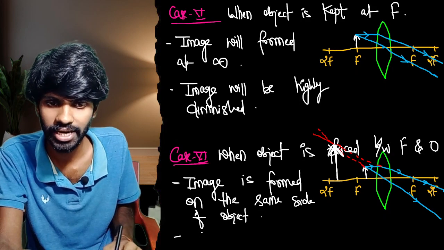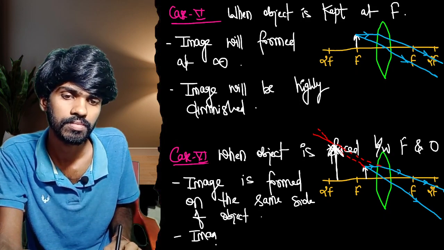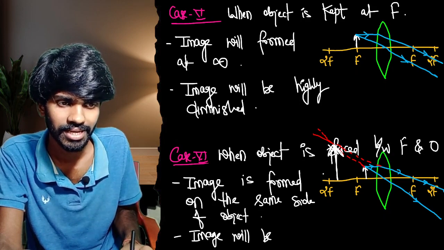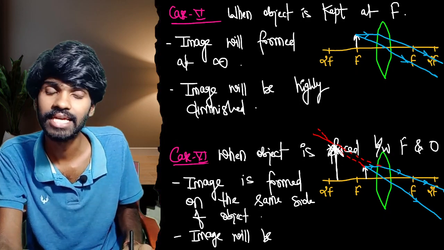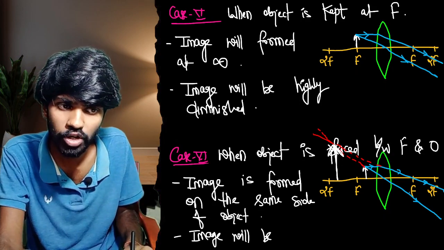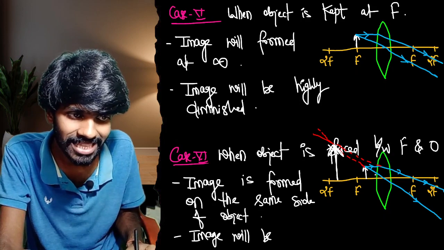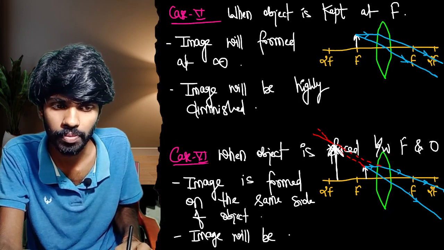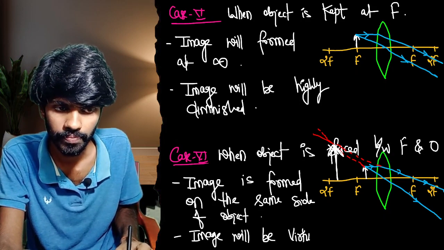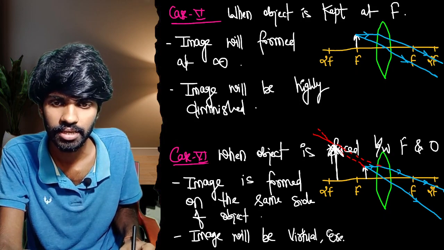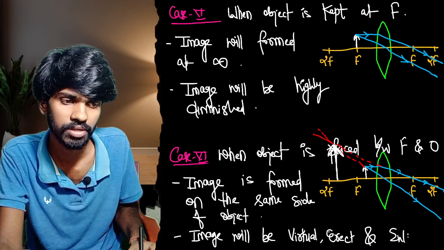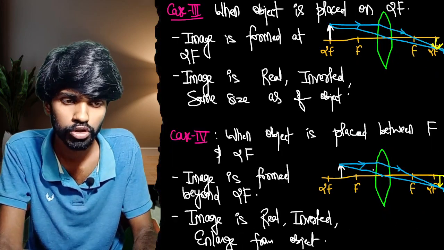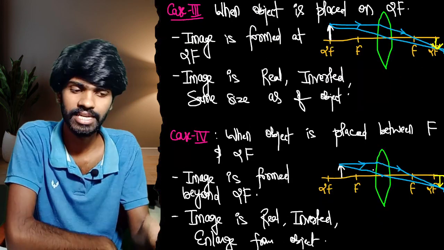And about that you can also write the image will be here. Are the rays actually meeting at this point or do they appear to meet? These rays appear to meet, so we can write that it will not be real in this situation. So the image will be virtual, erect and enlarged. Okay, so these are the 6 cases we have discussed. You should practice this in your notebook.